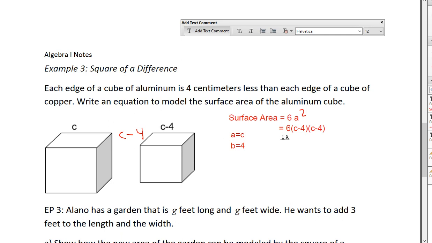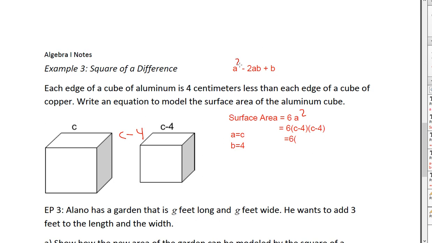All right. So if we come back over here, this is 6 times, what was our first term? If you remember, let's go up here. When we had subtraction, it was a squared minus 2ab plus b squared. That's what we're using. So just as a reminder, because I think that will help.